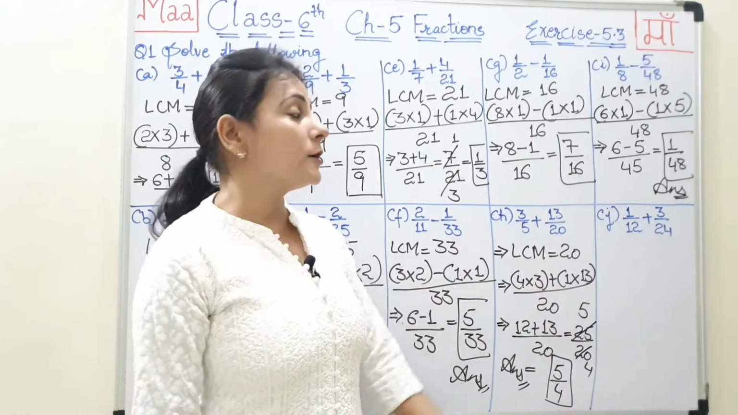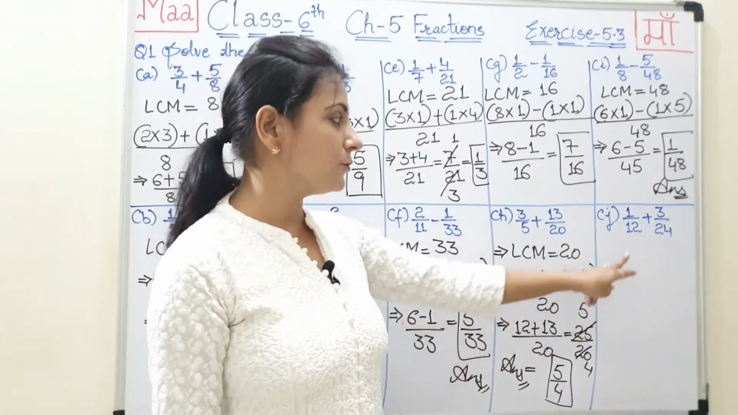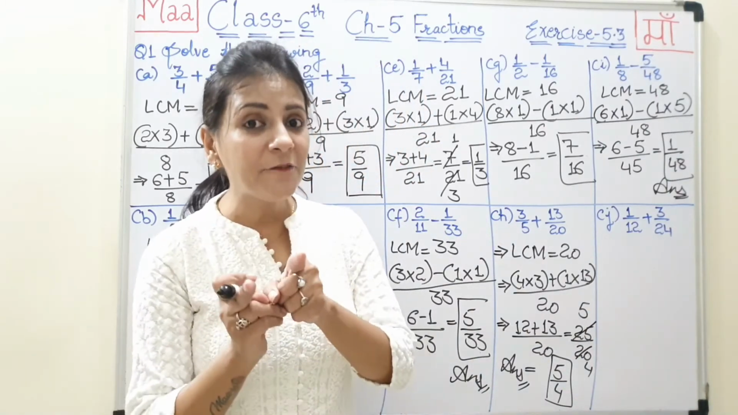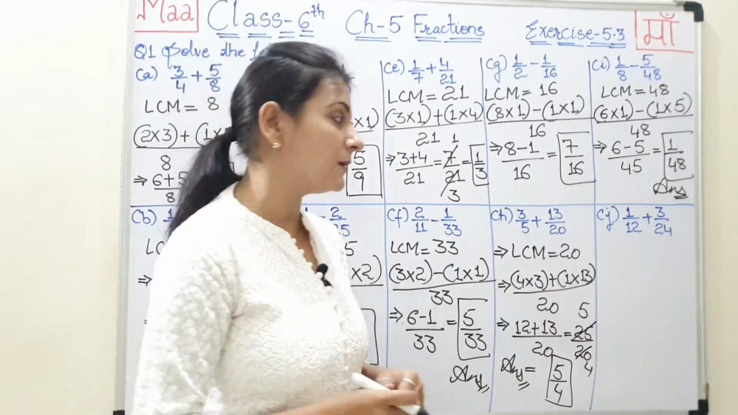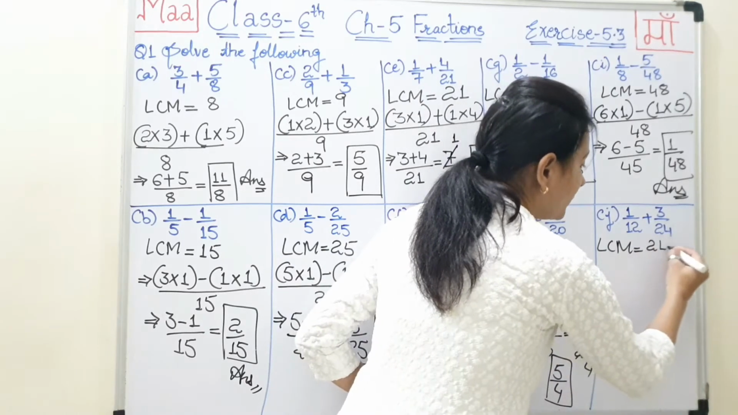So let us now move on to the last part of question number first, that is part J. Here also you can see students in the denominator 12 and 24 is there. So 24 is divisible by 12. 12 की टेबल में 24 आता है. So greater denominator will be the LCM again. So LCM here will be number 24.